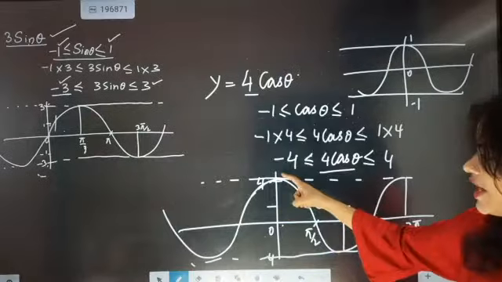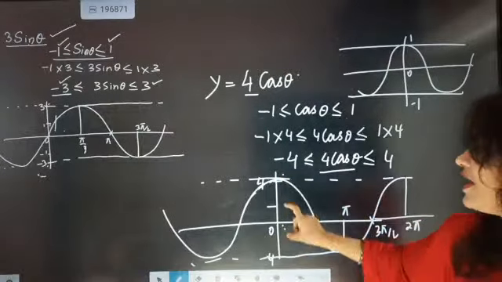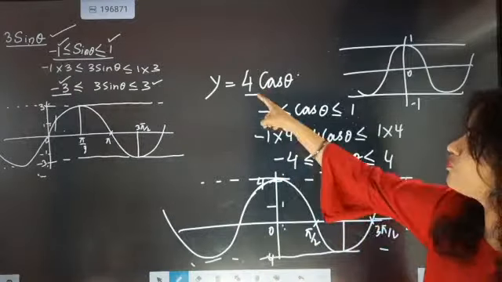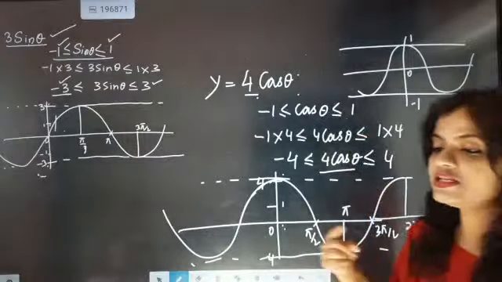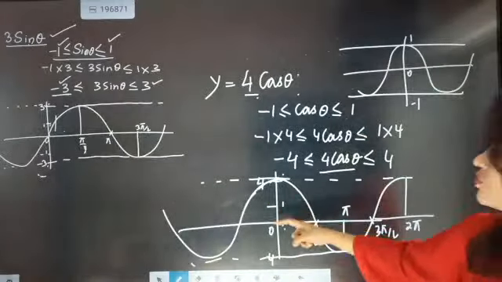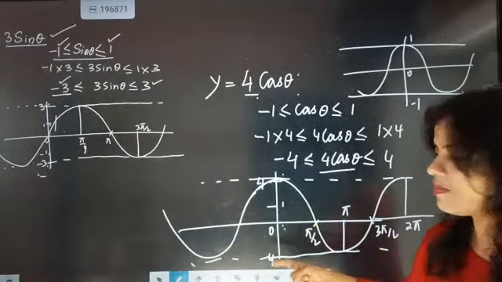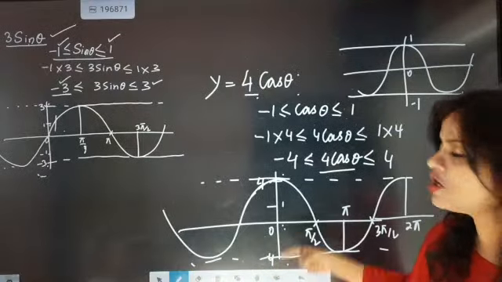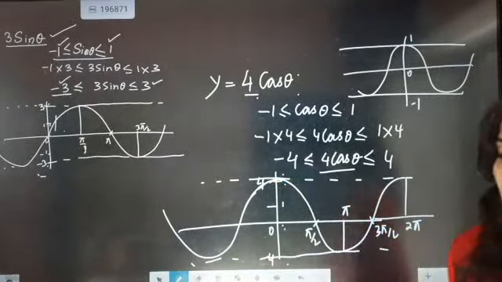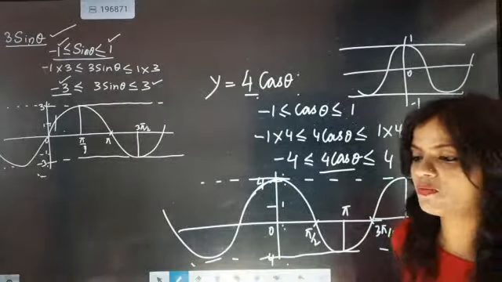So 0 to 90. Initially we were writing 1, but now since 4 cos theta is there, the angle is multiplied 4 times. So now the limit is exactly increasing. The minima point is coming as minus 4. The maxima point is coming as 4. Minima and maxima points change from minus 4 to 4.